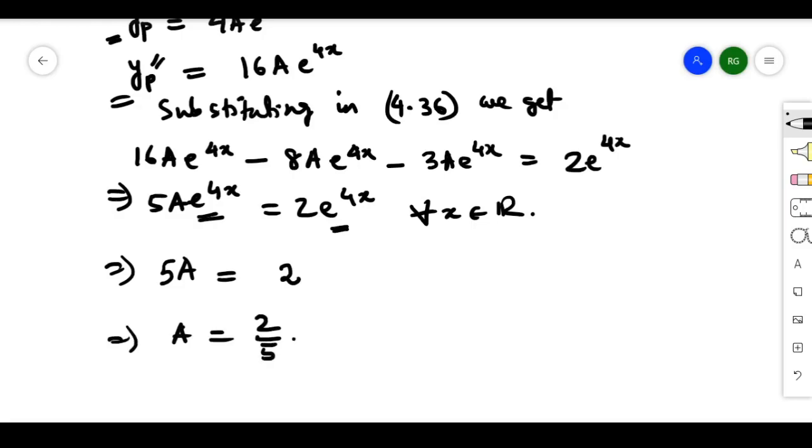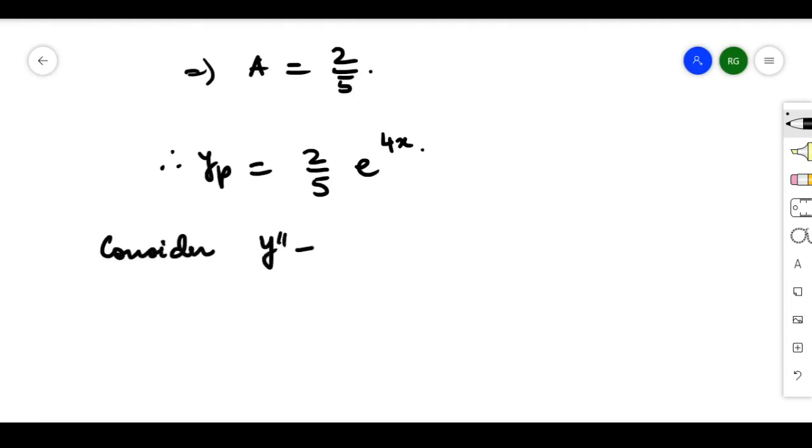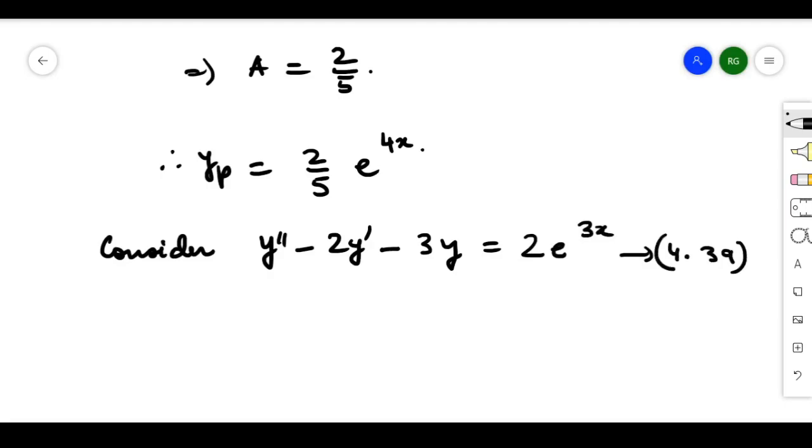Thus the particular integral yp is 2 by 5 e to the power 4x. Now let us consider another equation: y double prime minus 2y prime minus 3y is equal to, say, 2 e to the power 3x. So it is 4.39. Earlier one was 4.36.